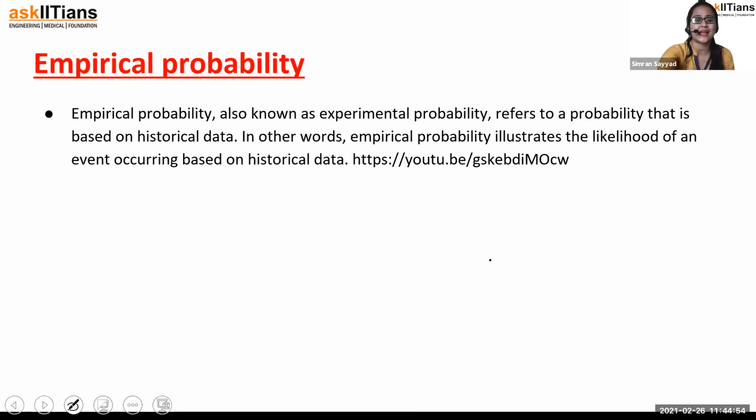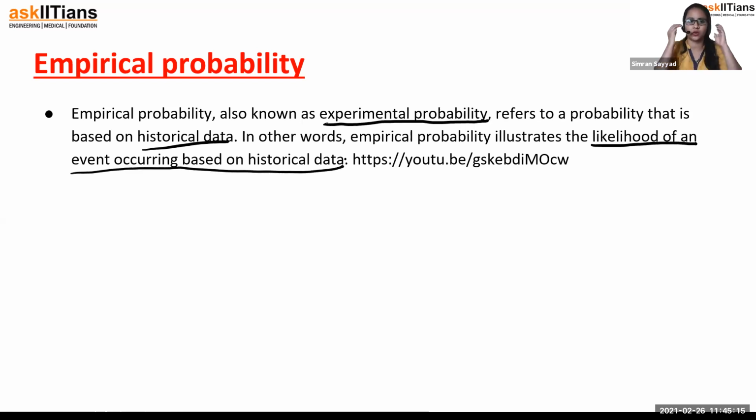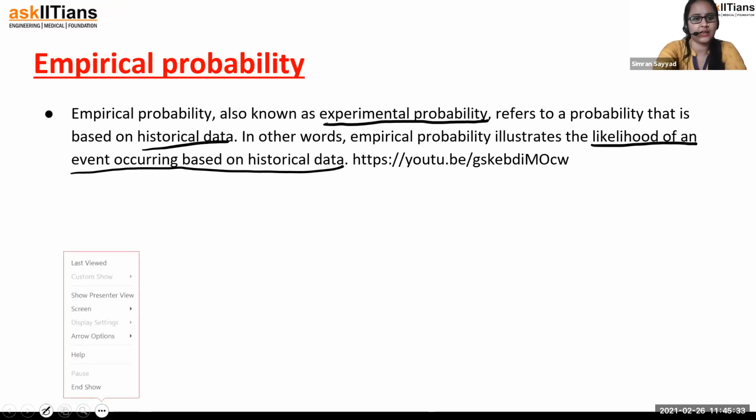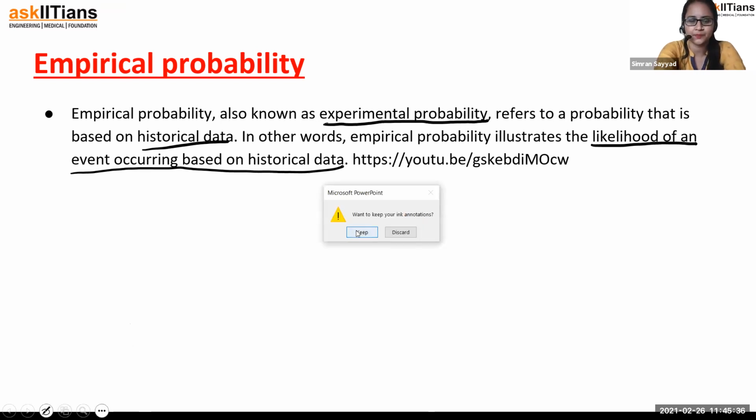Okay. Now let's see what empirical probability is. Empirical probability, which is also known as experimental probability, refers to a probability that is based on historical data. In other words, empirical probability illustrates the likelihood of an event occurring based on historical data. So this is probability only, but it is empirical probability. That means they have some historical data, and considering that historical data, we can give a likelihood, a guess, of an event occurring. For that also I have a very interesting video for you. Let's watch the video.